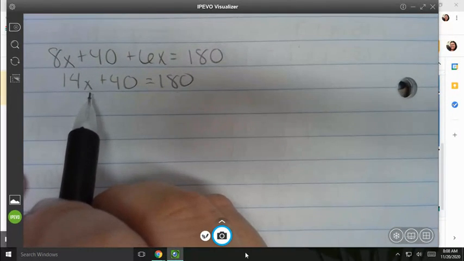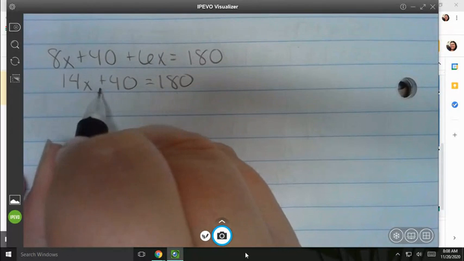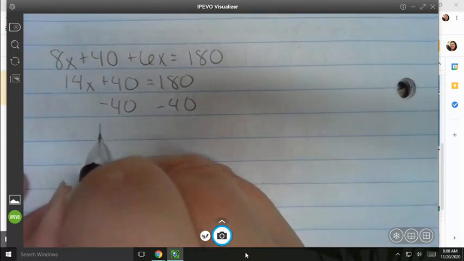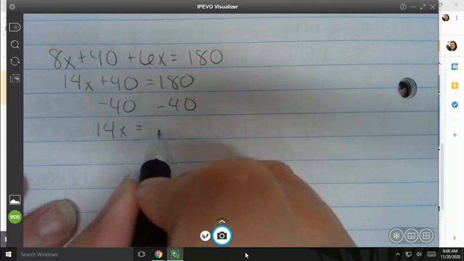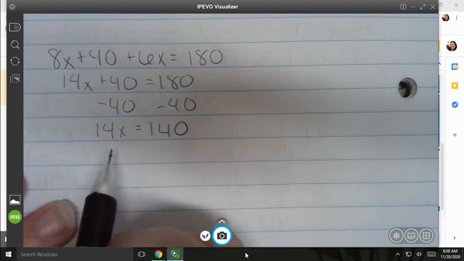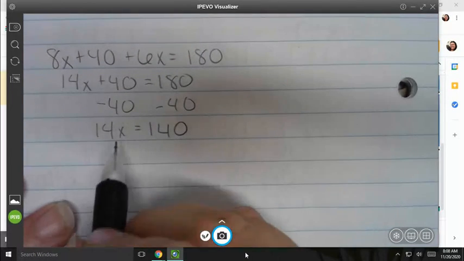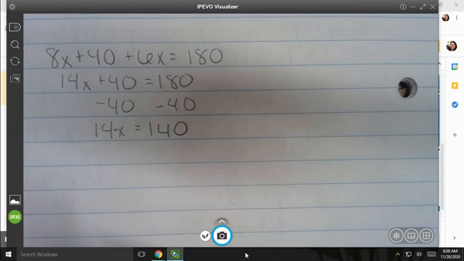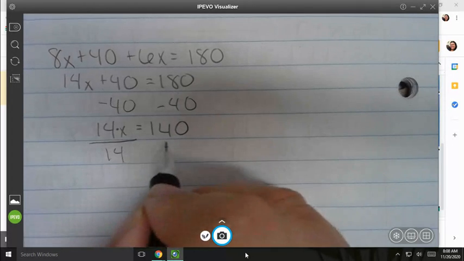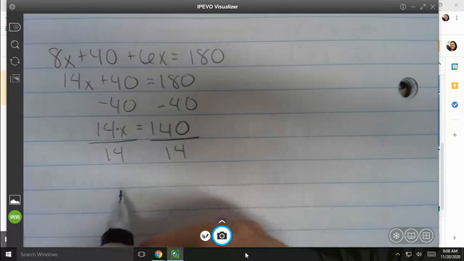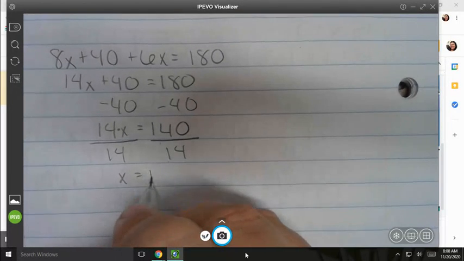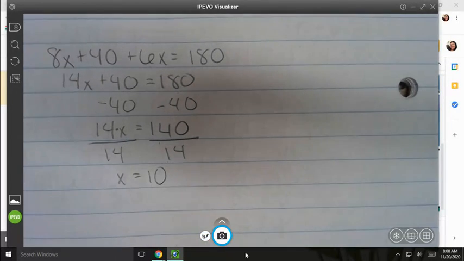So our next step is to get rid of this 40. It's plus 40, so we're going to subtract 40 from both sides. That's going to leave us with 14x over here and 140 over here. So 14x is really like saying 14 times x, and the opposite of multiplication is division. So we're going to divide by 14 over here, and divide by 14 over here. That's going to leave our x here, and 140 divided by 14 is 10. So we just solved for x.